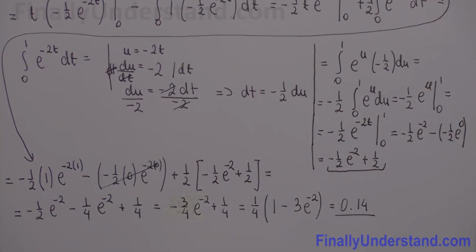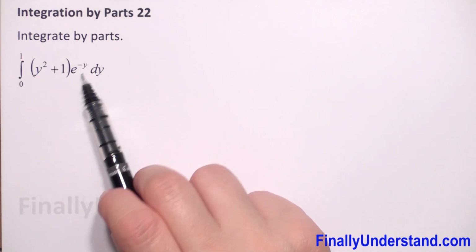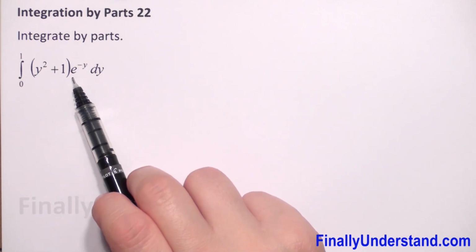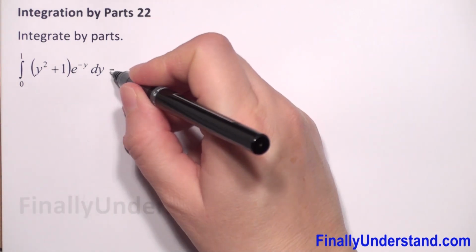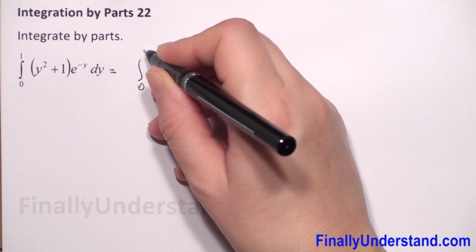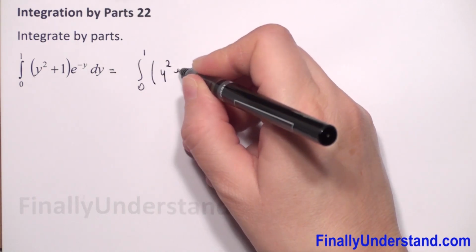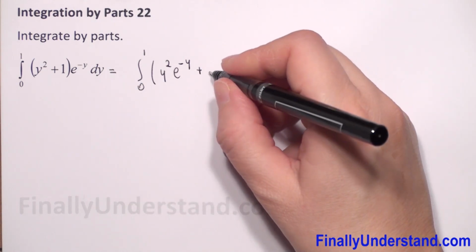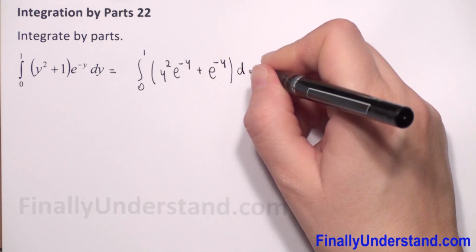We have the definite integral of, in parentheses, y squared plus 1 times e to the power negative y. First I will multiply y squared plus 1 by e to the power negative y. So we can rewrite our definite integral from 0 to 1, and we will have y squared times e to the power negative y plus 1 times e to the power negative y, which is e to the power negative y, integral with respect to y.